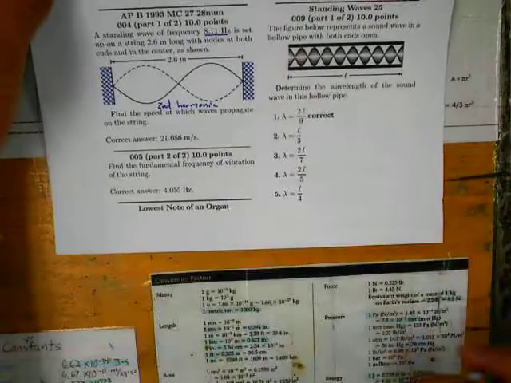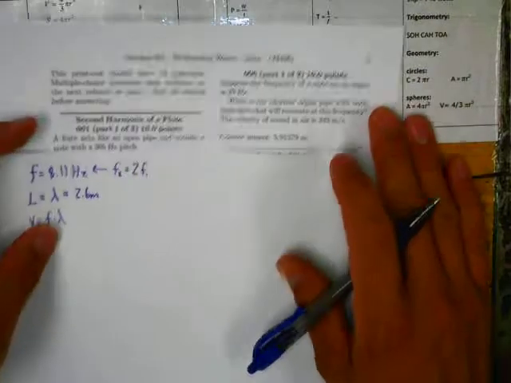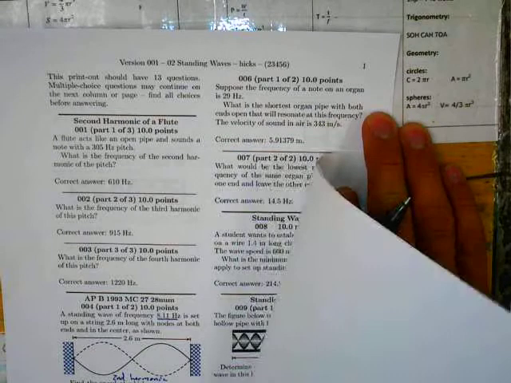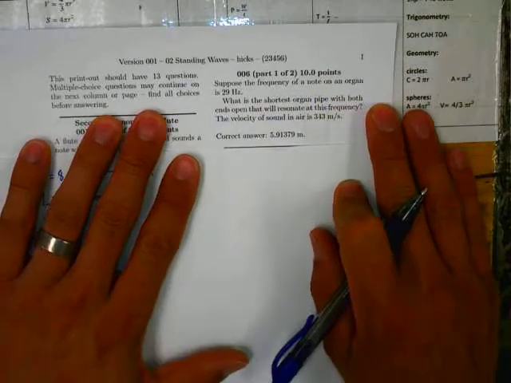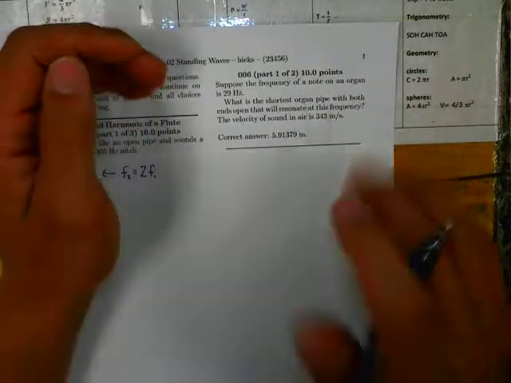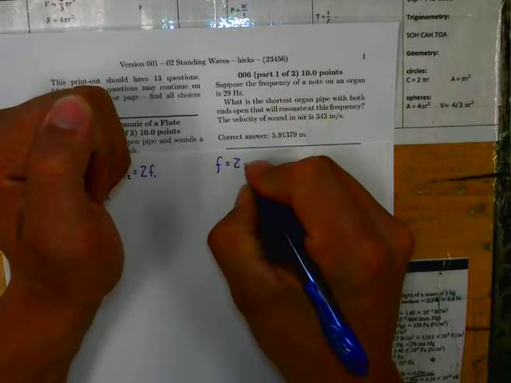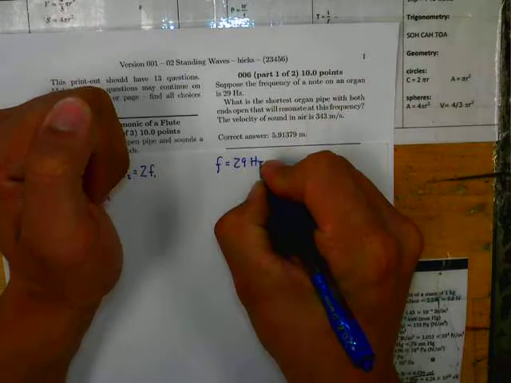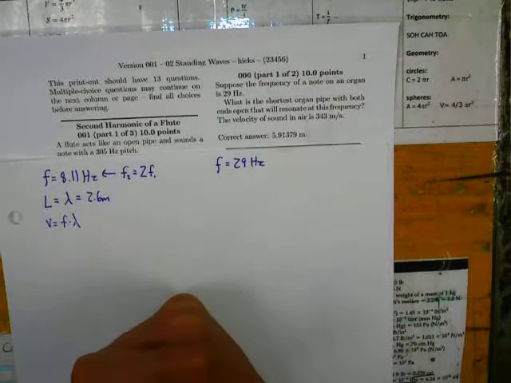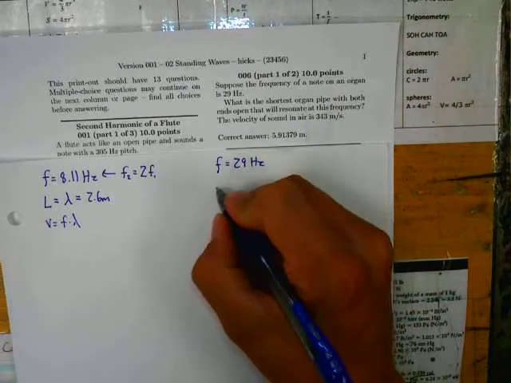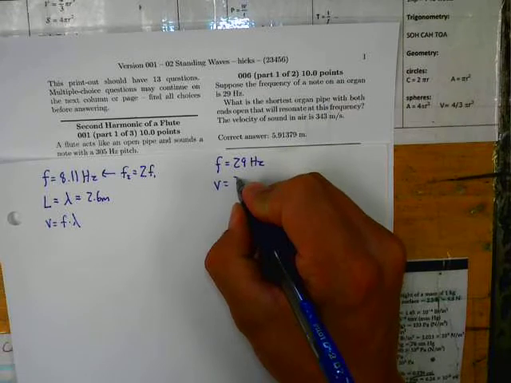Okay, lowest note on an organ. Number 6. Okay, so stuff that we know. We've got a frequency F equal to 29 hertz. And we want to know the shortest pipe with both open ends that will resonate at this frequency. And we've got V. So let's say V equals 343.